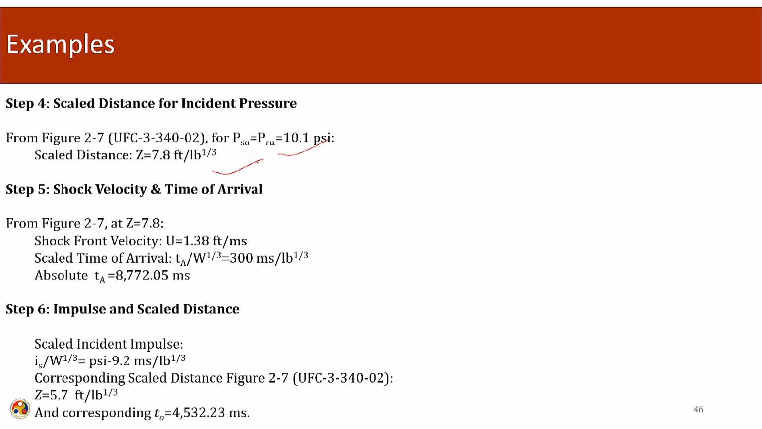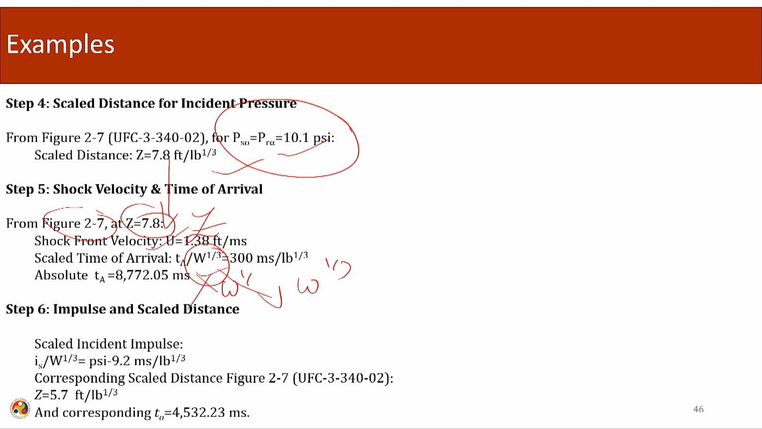Again we calculate the quantity Z, and then we get the other quantities. Using different appropriate figures and the quantity Z, we are able to calculate the different quantities, shock wave velocity and scaled time of arrival. Again they are given in terms of scaled parameters, W to the 1/3. If we multiply by the weight quantities, we will get the absolute sense. See, all these quantities are scaled. Whatever we get from the graph will be the scaled quantity, so we will have to multiply with the appropriate weight factor. This is how we can solve the problems.